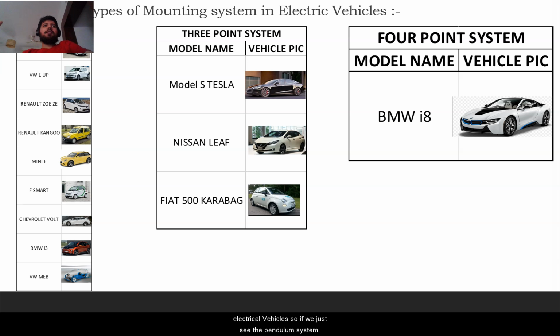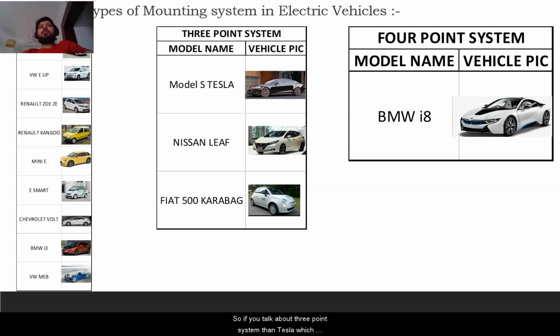If we look at the pendulum system, there are VW Golf, VW e-up, Renault Twizy, Renault Kangoo, Smart, Chevrolet Volt, BMW i3 and VW MEV. They all have the pendulum system because generally the pendulum system is not the first choice, but since these platforms are carried over from 3-cylinder, 4-cylinder and 6-cylinder vehicles, they preferred using the pendulum system.